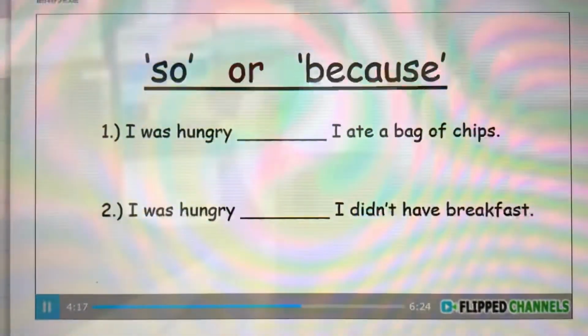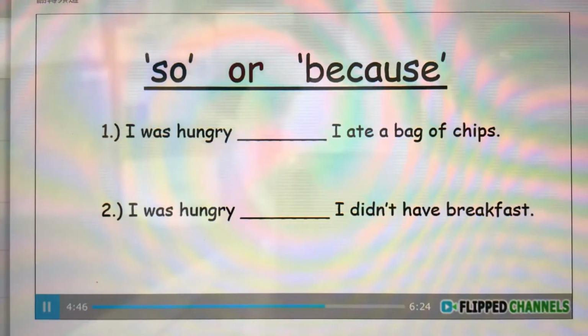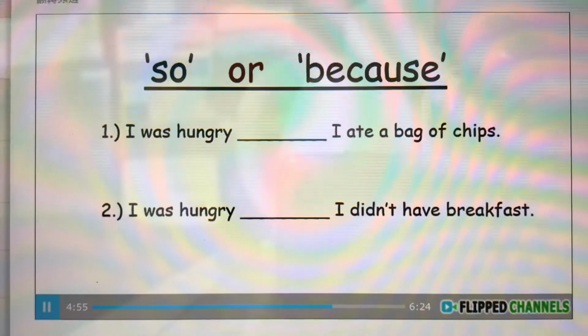Now, to test your understanding on the conjunction so and because, let's take a look at these two questions right here. I want you to spend around 10 seconds to fill in the blanks using the conjunctions so and because. Remember, when you do these two questions, there is always a reason and a result. Ask yourself which part is the reason and which part is the result.